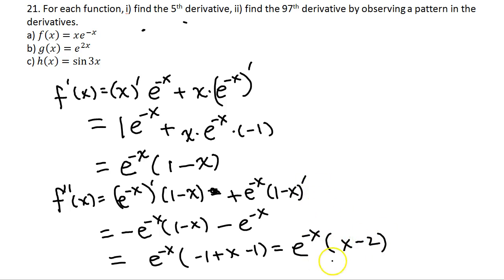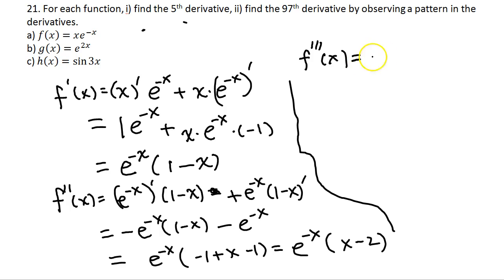Okay, are we already finding a pattern? If you're already finding a pattern, that's wonderful. If you're not, let's just do one more, and probably that's enough. F triple prime of x, we're differentiating this one. So e to the negative x prime, x minus 2, plus e to the negative x, x minus 2 prime.